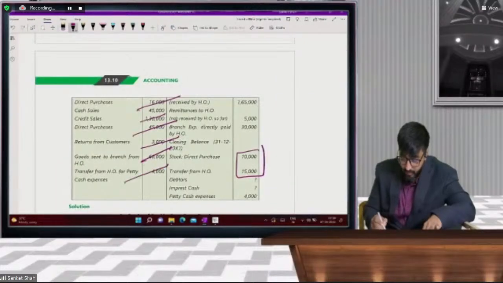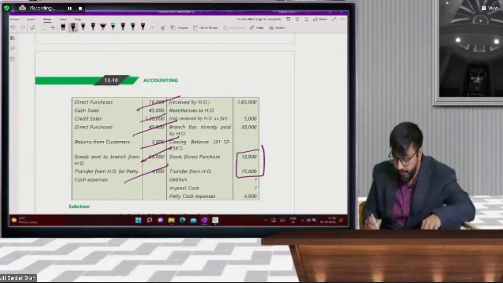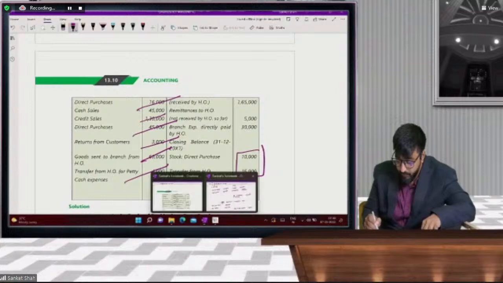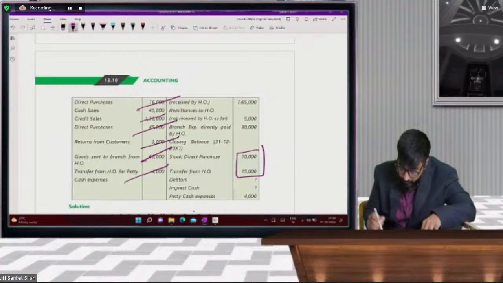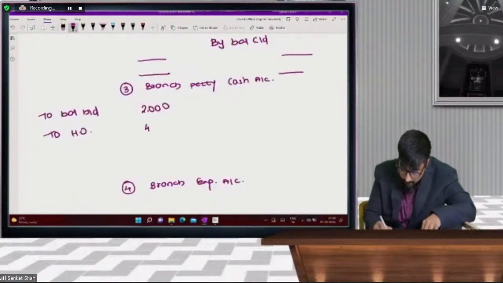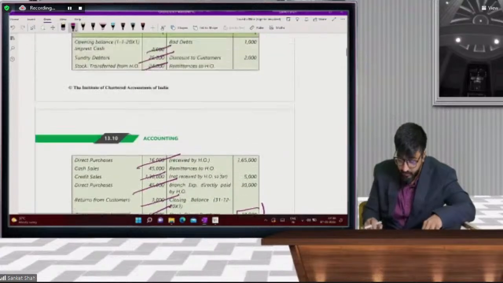Next one. Transfer from HO for petty cash expense. What is the entry? Cash comes in. So here you have to think from the angle of the branch. Petty cash account debit to HO. Petty cash account is open. Petty cash to HO. What is the amount? 4,000. Very easy.